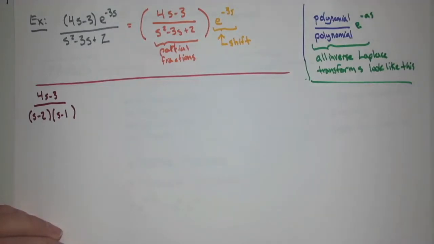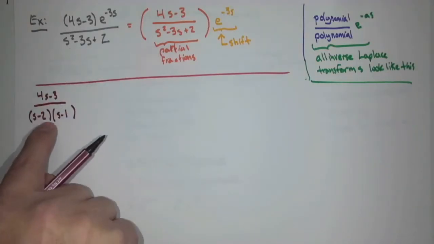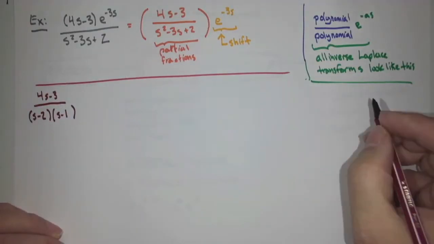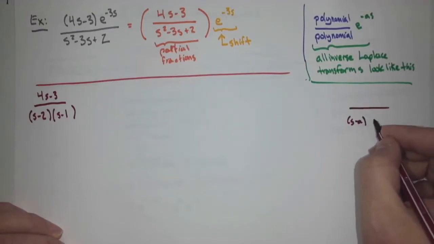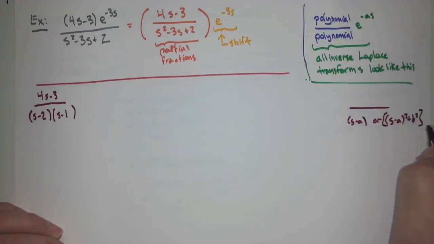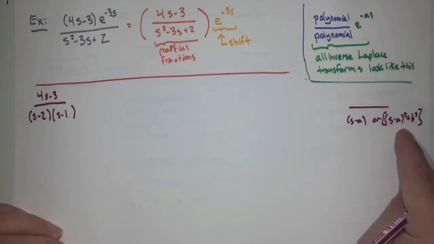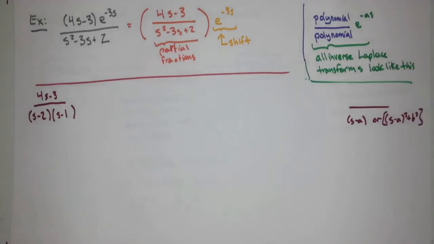Complete the square. Yeah. So what you should end up with is that all your denominators will look like either s minus a, or something like s minus a squared plus b squared. Those are the two things you should expect downstairs. And so if you can't factor that quadratic, that means you can do completing the square. All right. Now what happens?